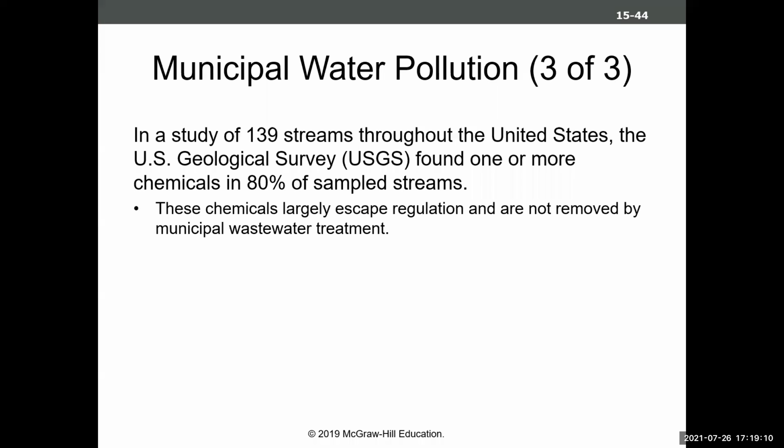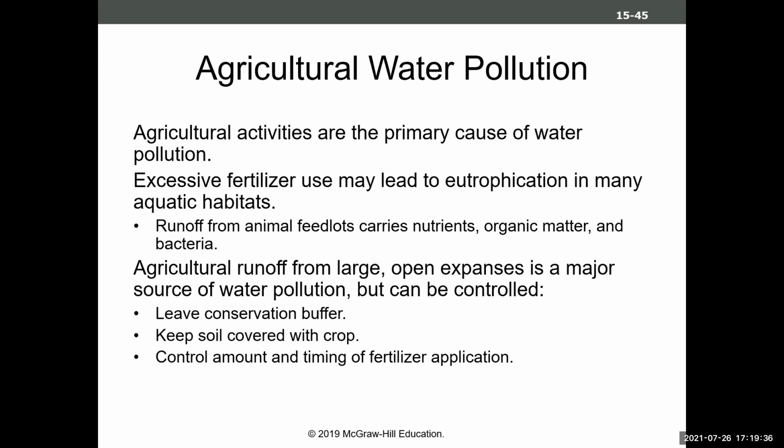So for example, in 139 streams examined in the US, the USGS found one or more chemicals in 80% of the sampled streams. And these chemicals largely don't get regulated and are not removed from municipal wastewater treatment. So we will drink them again, if that water is moved through the municipal system.